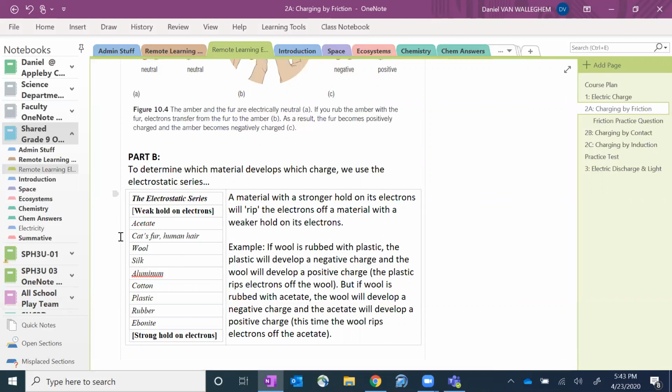It's always important that if you're answering questions involving friction and what material develops what charge, that you have some sort of access to an electrostatic series. And then you'll answer some of those questions here in the friction practice questions.